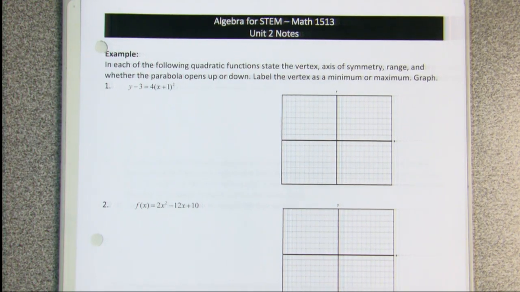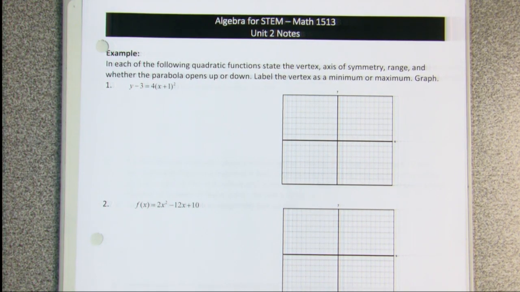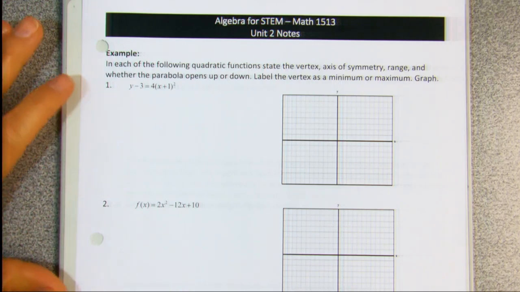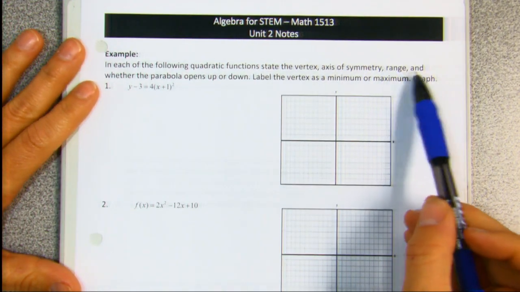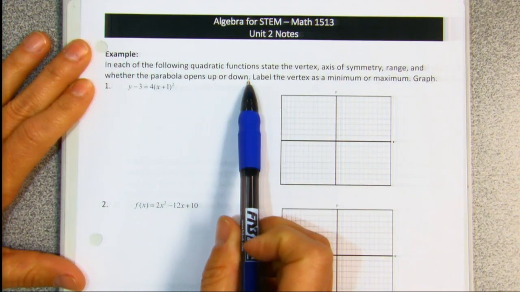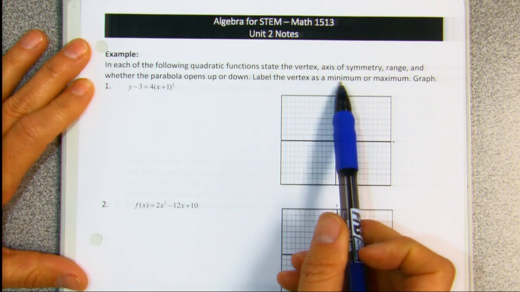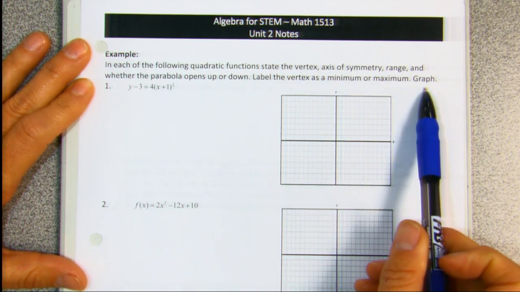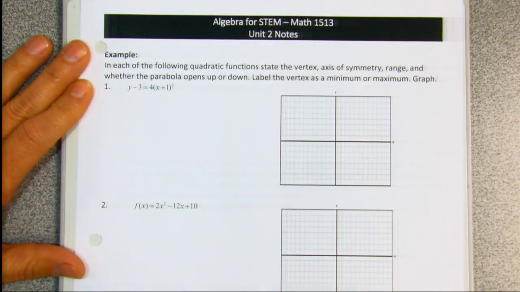When you turn the page, it looks really wordy. It says a lot of stuff. There's like 6 things that we do, and I don't really do it in the order that it reads. So I will number it so you know, in case you want to do it in the same order I do. But it says in each of the following quadratic functions, state the vertex, the axis of symmetry, the range, and whether it opens up or down. Label the vertex as a minimum or a maximum, and then graph. Kind of doing it in a different order.